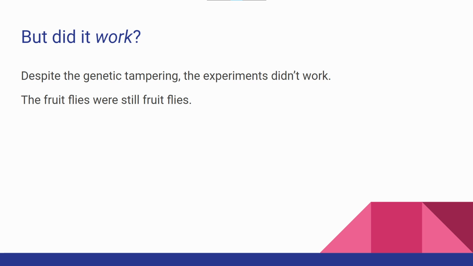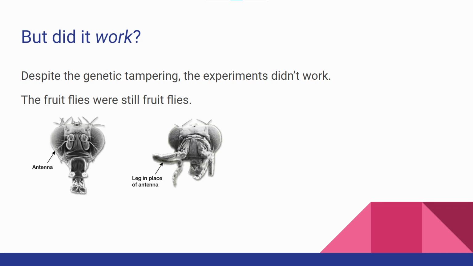Now, they were abominable monsters, to be sure. There were some with different colors. There were some with different colored eyes. There were some that had no eyes at all. There were some that had an extra pair of non-functioning wings. There were some with legs growing out of their heads instead of antennae. But they were all still fruit flies. Everything in this experiment still produced fruit flies. And we'll actually get to see that right now.